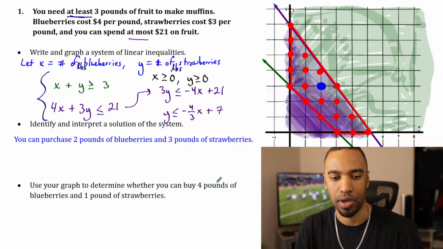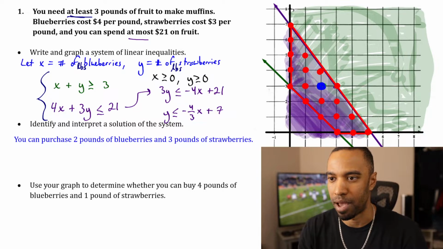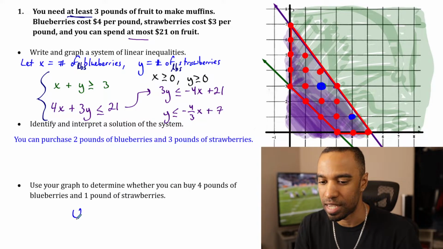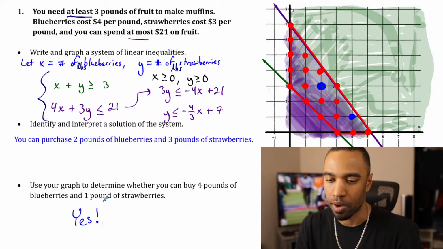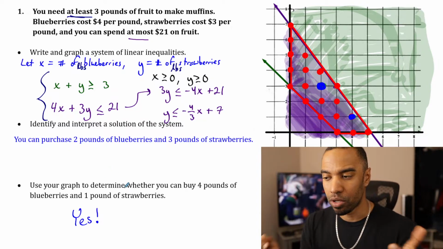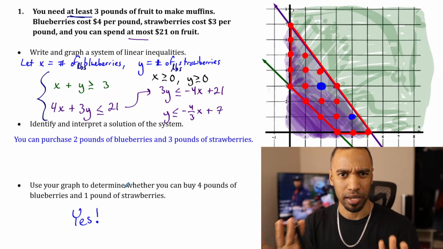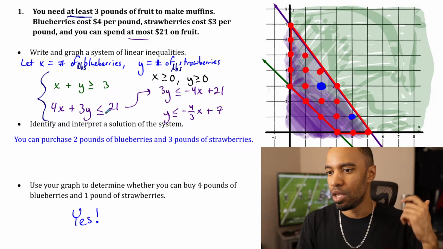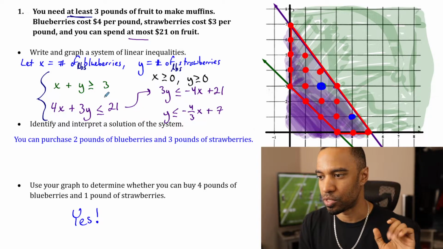Okay, last one. Use your graph to determine whether you can buy 4 pounds of blueberries and 1 pound of strawberries. Yeah, that's one of our solution points there. I'm just going to go ahead and say yes. You can double check it in the inequalities as well. All right, so that's it for that problem, and I will go faster on the other ones because I kind of explained all the stuff to begin with, and I know we've gone about 15 minutes into this one problem, but if you understand this problem, you can go into the other ones a little bit better.